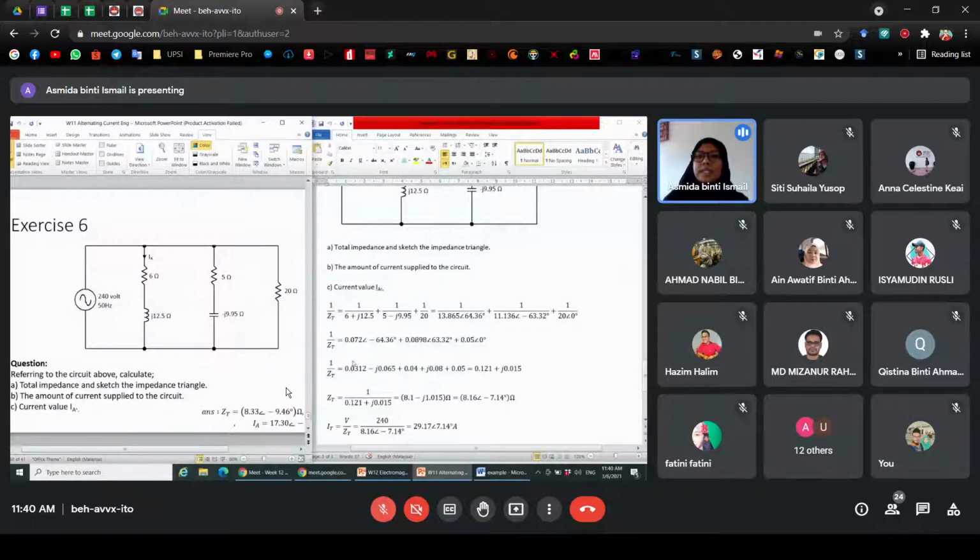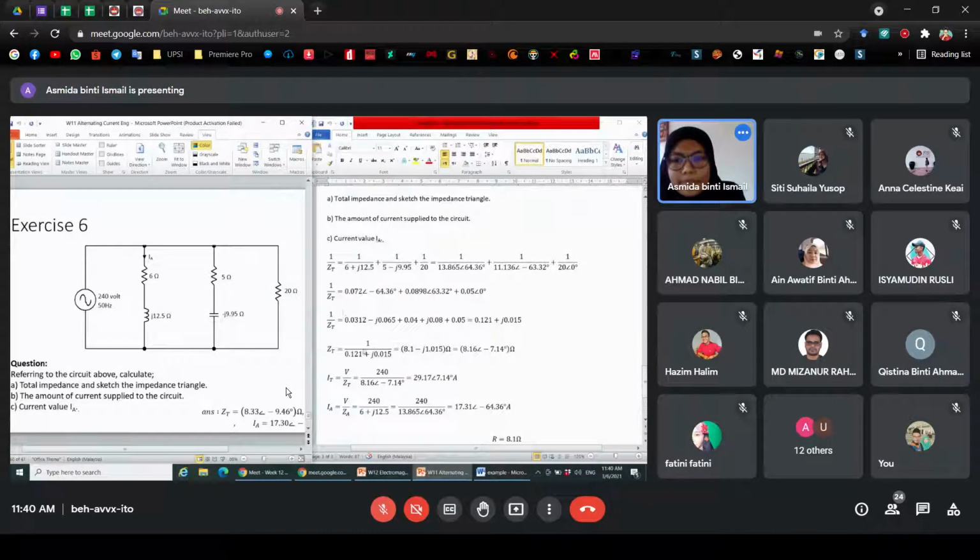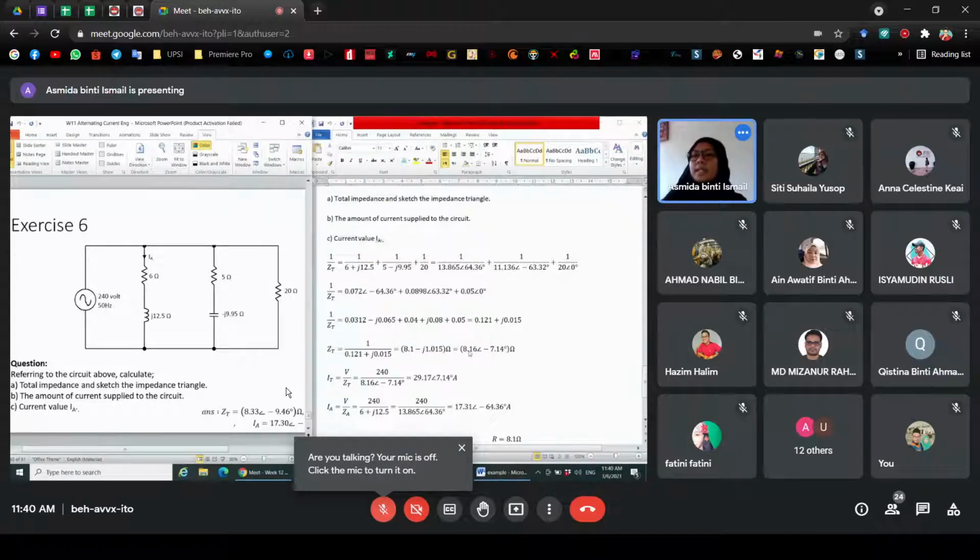Last time you put in all your solutions. Later I will give you the solution in your WhatsApp group, but I only tried three, and you try the others yourselves. So this ZT is equal to 8.1 minus j1.015, or in polar form, this is the answer.